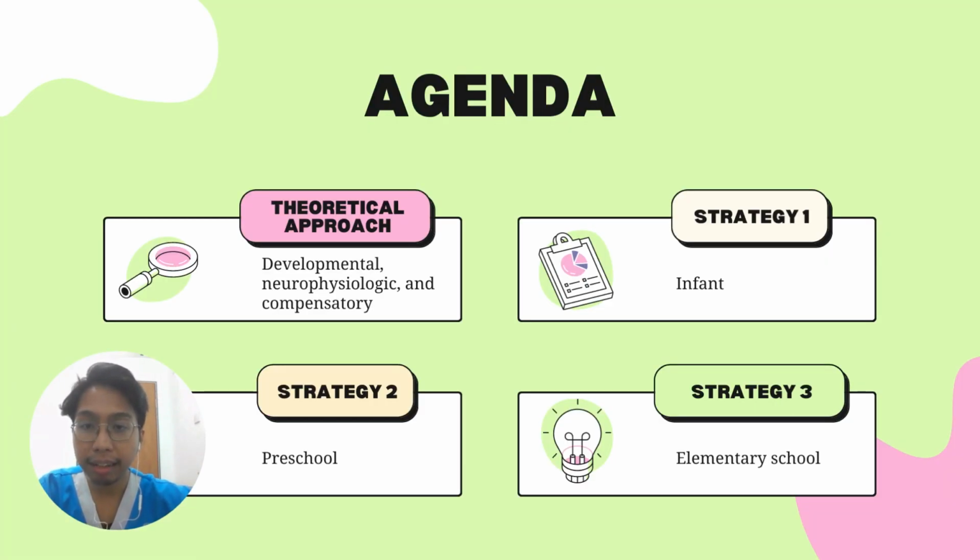So in this agenda, I want to talk about four things: the theoretical approach, and then strategy one, strategy two, and strategy three. For the theoretical approach, there are three things I want to talk about: developmental, neurophysiologic, and compensatory. Strategy one focuses on the infant for visual perception intervention, strategy two is for preschool, and strategy three is for elementary school.